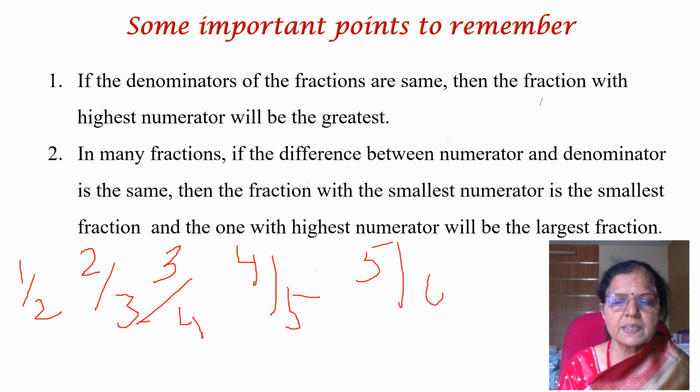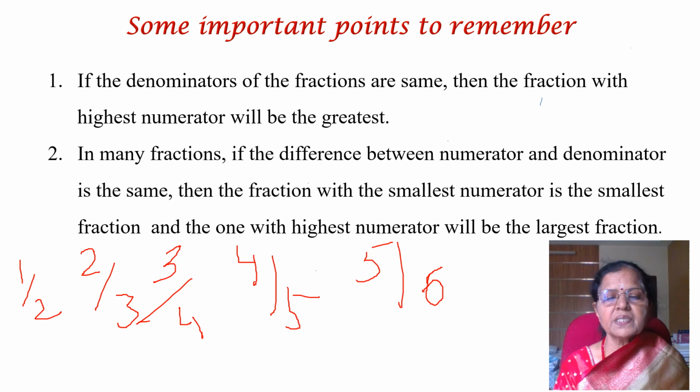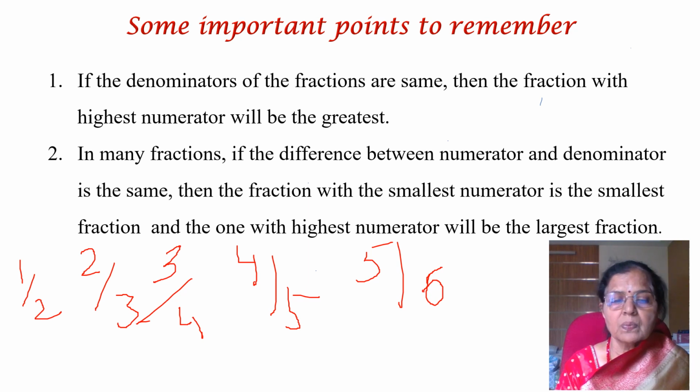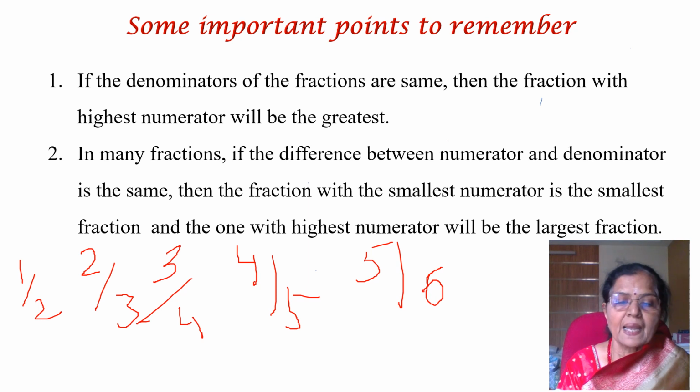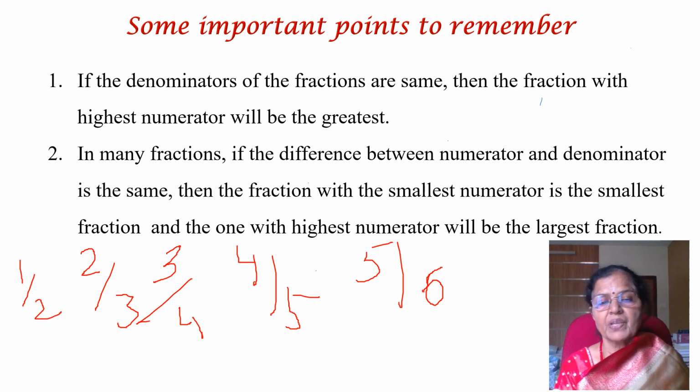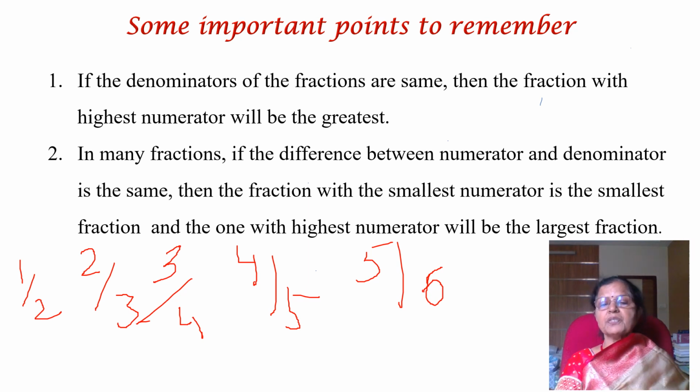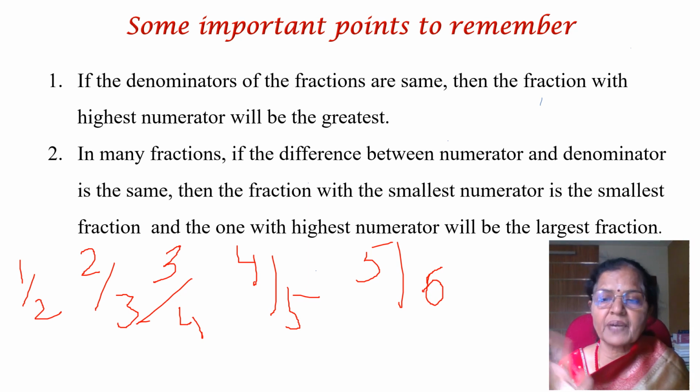See, in all these fractions, the difference is 1. In the numerator, 1 plus 1, 2. 2 plus 1, 3. 3 plus 1, 4. 4 plus 1, 5. And in the denominator also, we are adding 1. 2 plus 1, 3. 3 plus 1, 4. 4 plus 1, 5. So the difference between the numerator and the denominator remains 1. If you subtract the numerator from the denominator, you get 1 here, and here also, 3 minus 2, 1. 4 minus 3, 1. 5 minus 4. So the difference between the numerator and the denominator is the same in all these fractions.